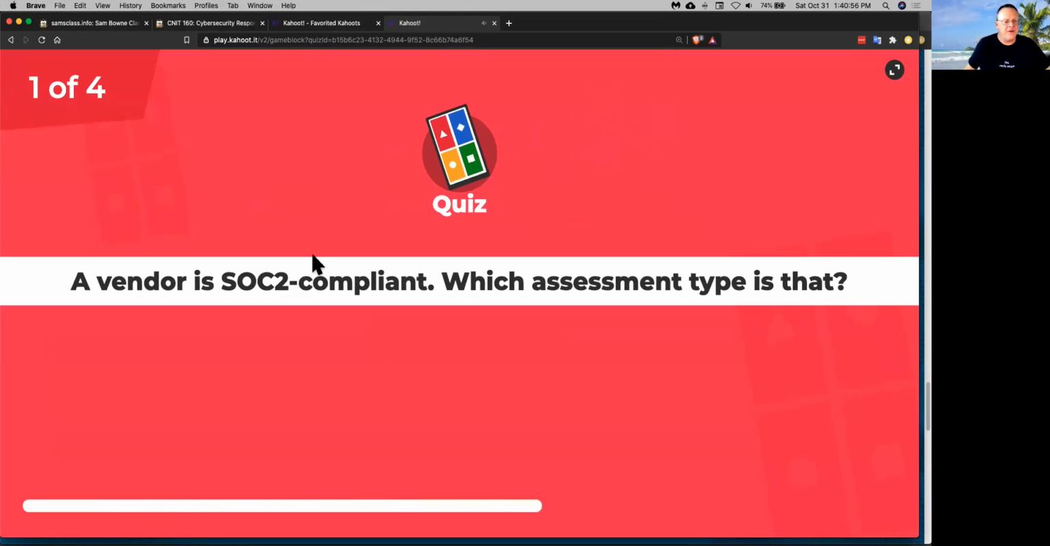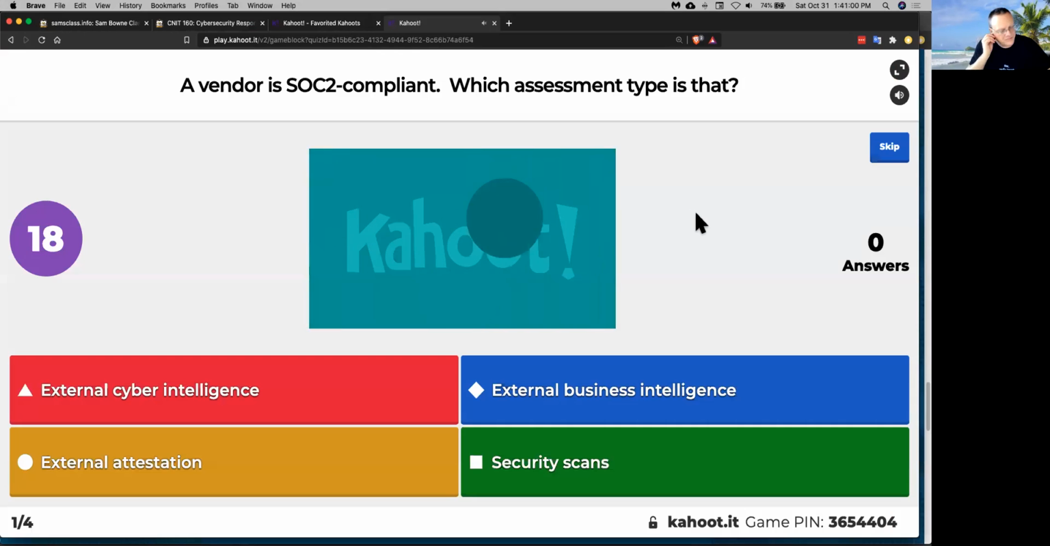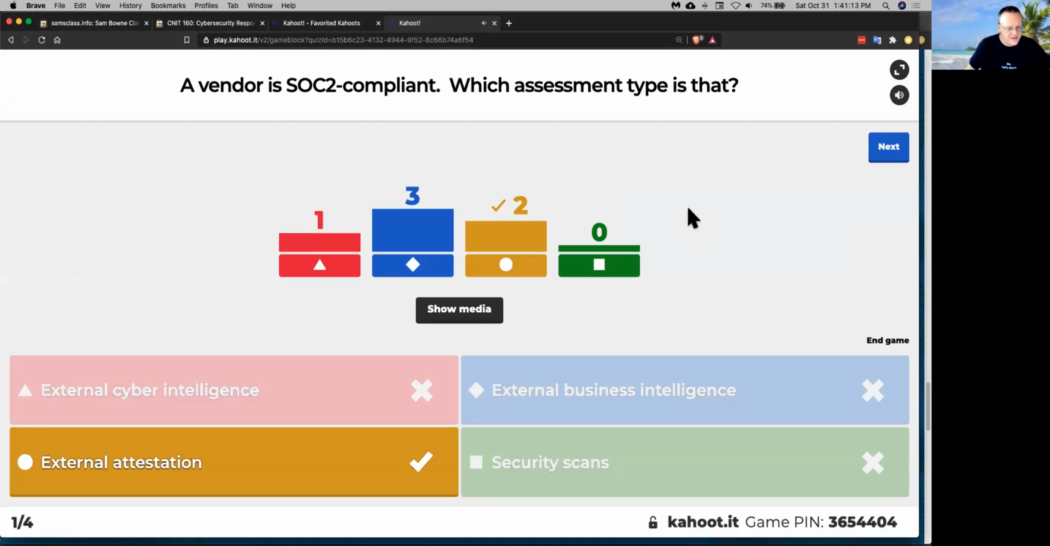All right. If the vendor is SOC 2 compliant, what kind of assessment is that? That's an external attestation. You meet a standard set by an independent body.